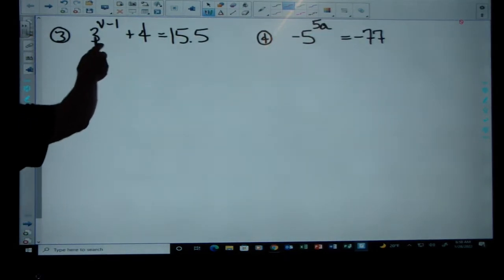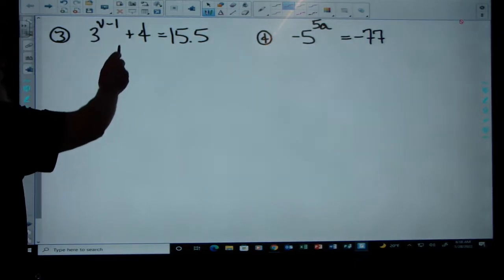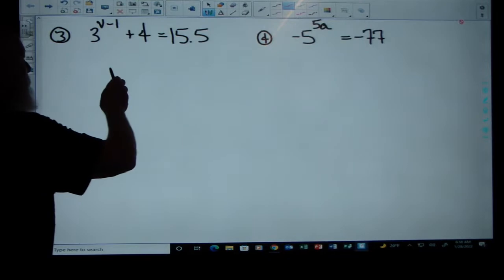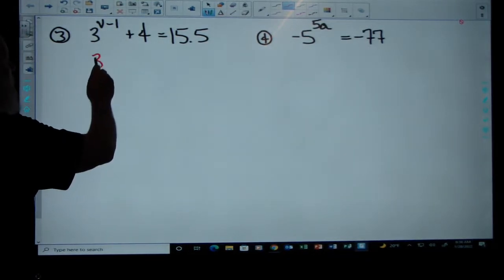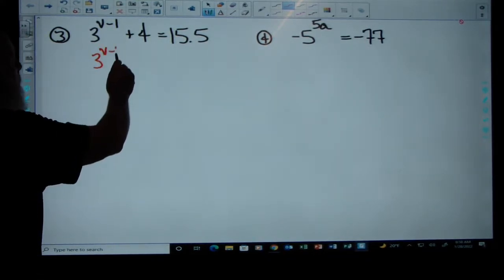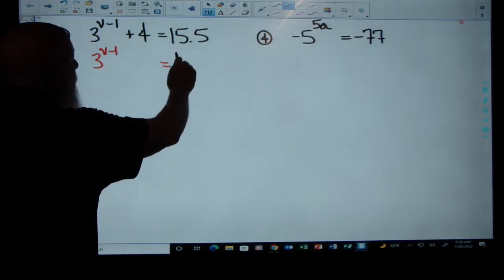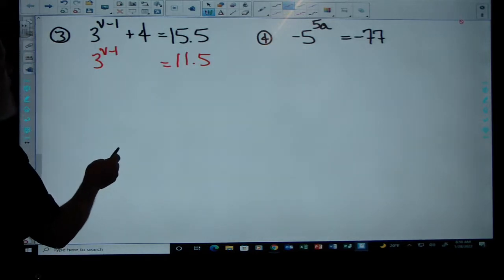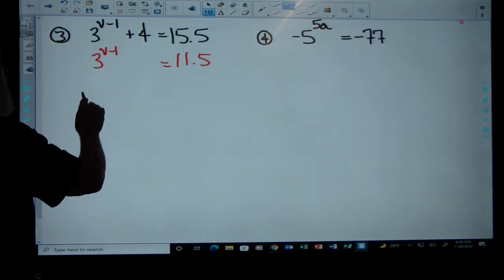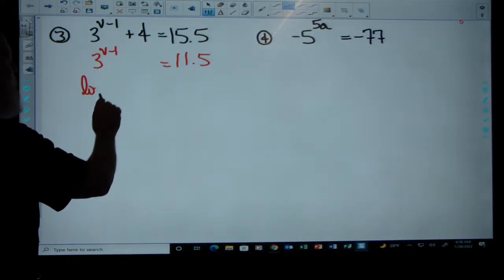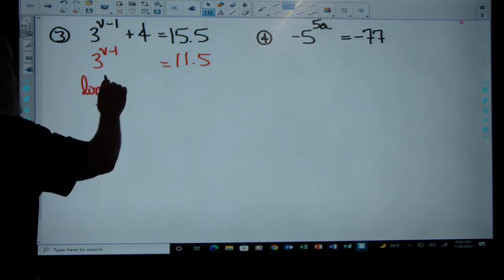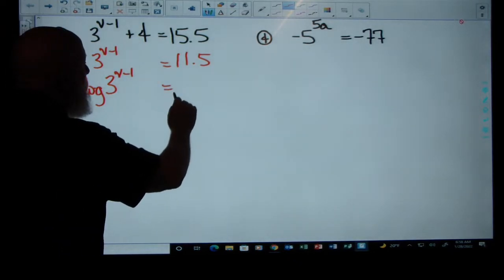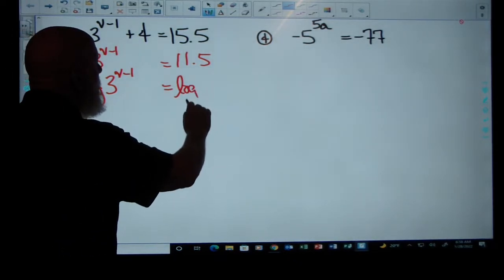I'm going to try to solve this for v, so I'm going to subtract 4, take the log of both sides, and then use the power property. So I'm subtracting 4. What is that, 11.5 if I subtract 4 from both sides? Now I'm going to take the log of both sides. You just write the word log.